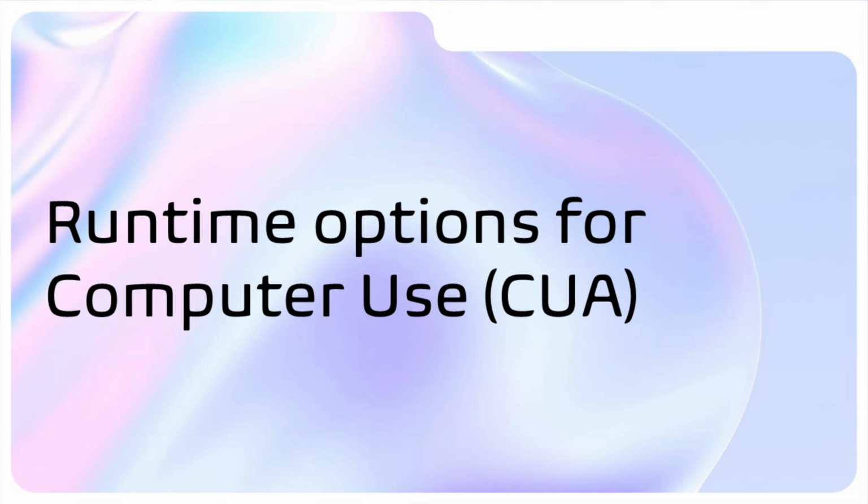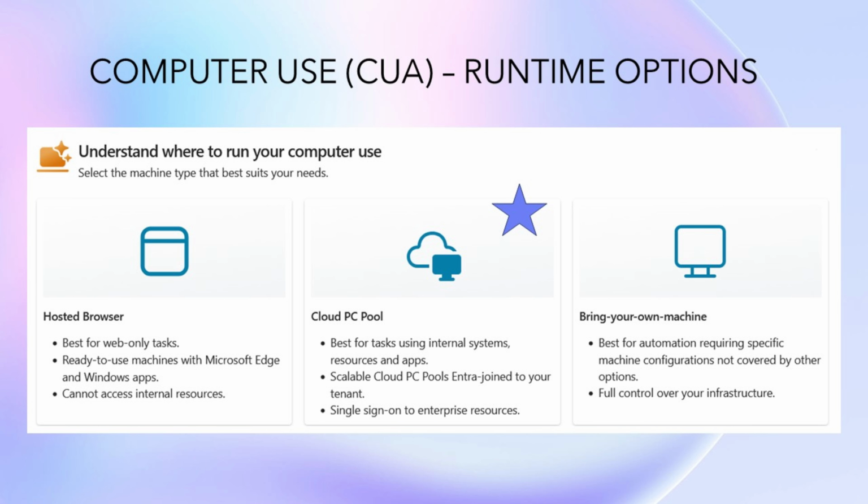To perform the UI-based actions, the computer use tool needs a Windows machine to run on. When configuring a computer use tool in Copilot Studio, you must choose where the tool will run. There are three options for the runtime environment. First one is the hosted browser. Second one is the Cloud PC pool. Third is bring your own machine. In this video, we will focus on using Cloud PC pool to run the computer use based automations.